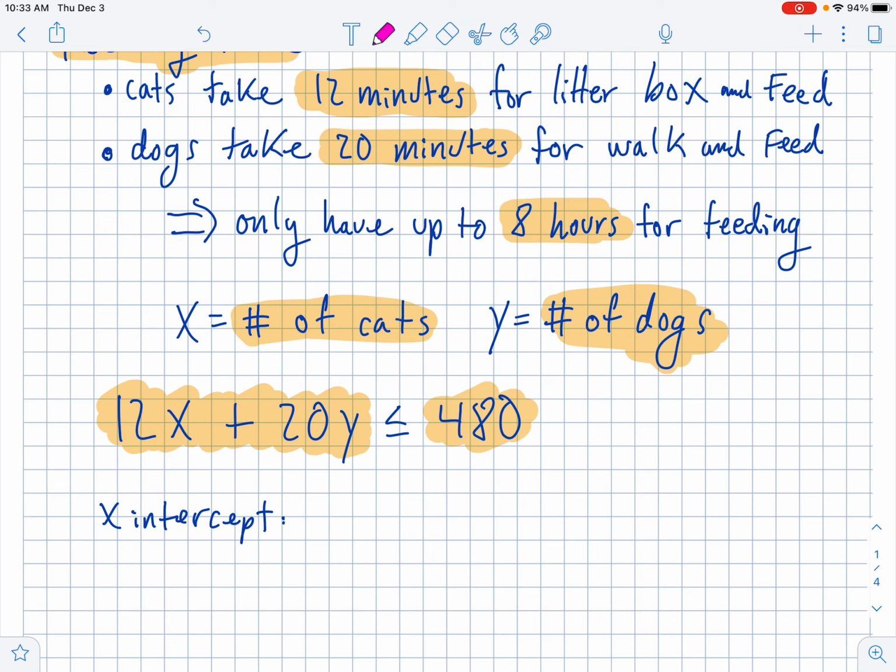Now, the number 480 didn't appear anywhere up there. This came from the fact that the cats and dogs were in terms of minutes in feeding, but Carlos only has 8 hours for them. So I did a quick 8 hours times 60 minutes is 480 minutes. So the whole problem is in terms of minutes.